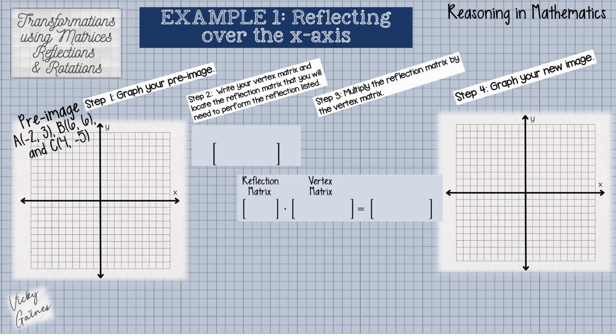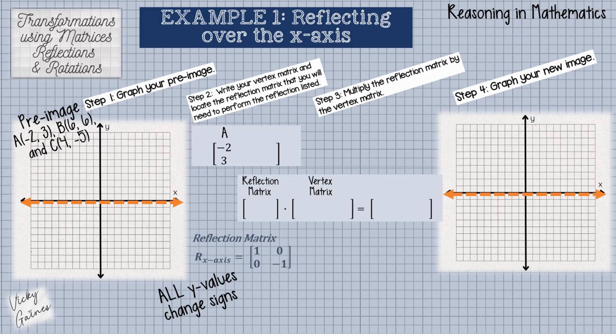So example 1, reflecting over the x-axis. We are given a pre-image. A is at -2, 3, B is at 6, 6, C is at 4, -5. And it tells us all the steps we need to do to graph the pre-image and then do our calculation and get our new image. So the reflection matrix that we need to do, because we're reflecting over the x-axis, is 1, 0, 0, -1. All of our y values are going to change signs.